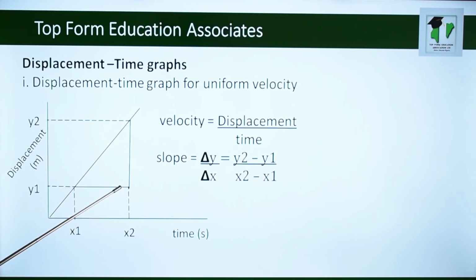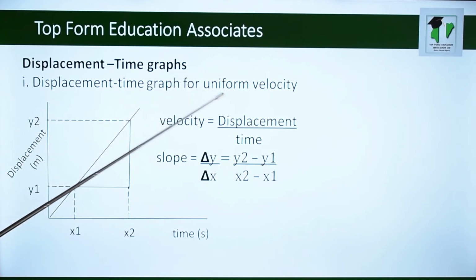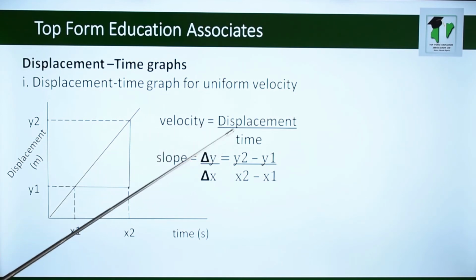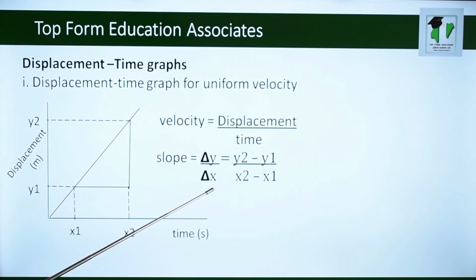Now the next one will give you displacement-time graphs. Under this, displacement is plotted on the y-axis against time on the x-axis. So we'll have the first one as the displacement-time graph for uniform velocity. Now, it's always a straight line graph as that of a uniform speed. So you'll still get your velocity by having displacement over time, which is the formula, and then your slope will still give you y2 minus y1 over x2 minus x1, which if you calculate will give you the velocity of this motion.